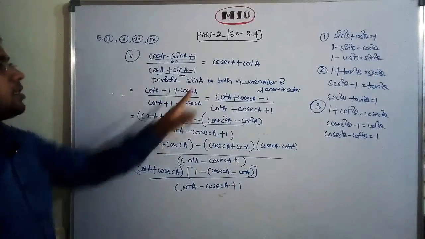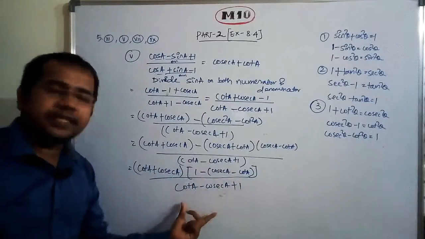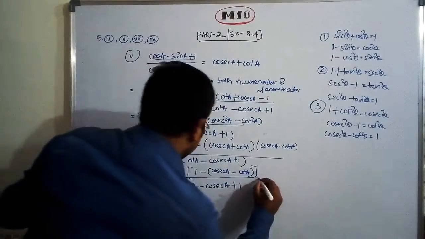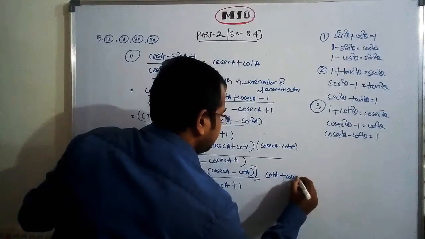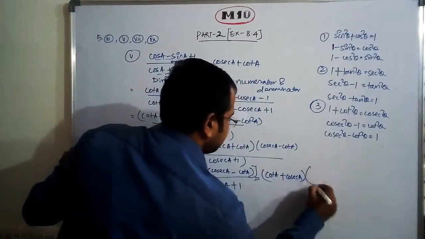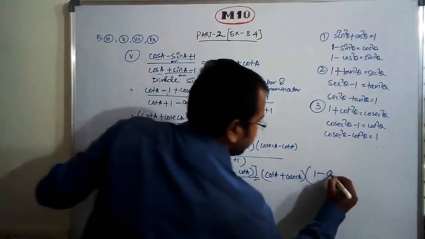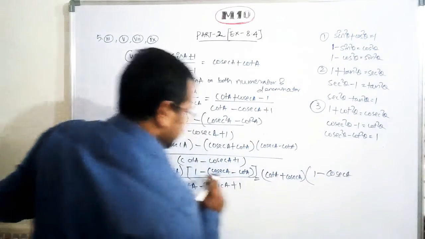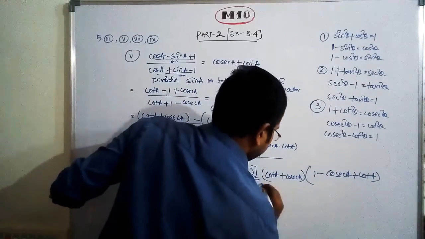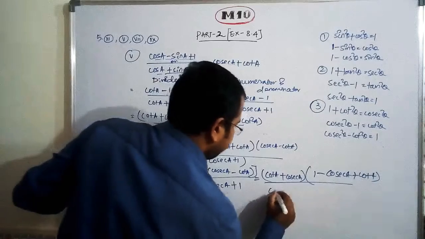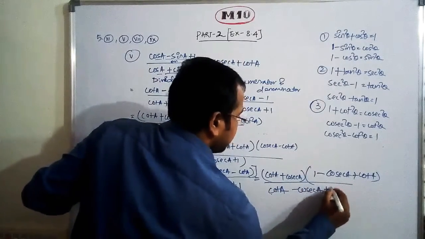Now students, here, this is cosec A plus cot A that you have already got here. That means you need to cancel these terms. Now let us see what you are getting here. This is 1 minus cosec A, minus minus it will be plus cot A, divided by cot A minus cosec A plus 1.